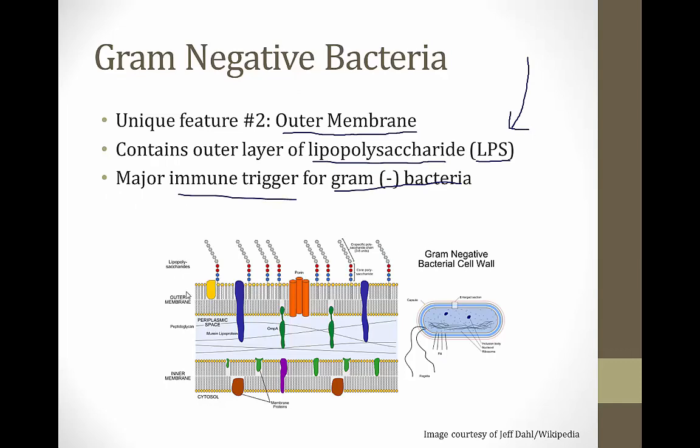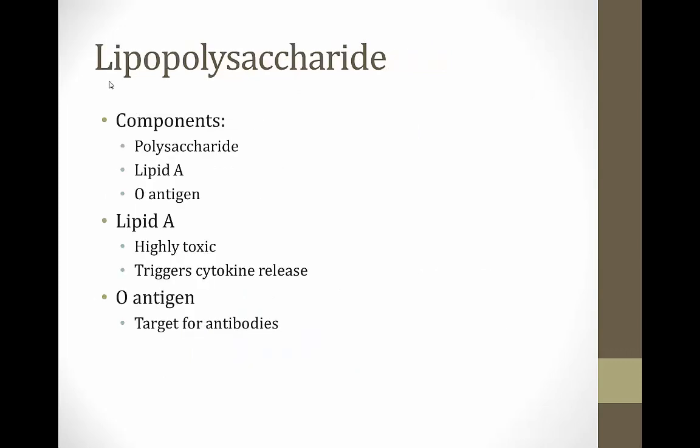If you look at this diagram right here, the outer membrane is right here, and on the outside there are these LPS molecules sticking out of the cell wall, and these are the molecules that can trigger a vigorous immune response. So let's talk about the lipopolysaccharide molecules in a little more detail. These molecules have three components. They have a polysaccharide component, something called lipid A, and something called the O antigen.